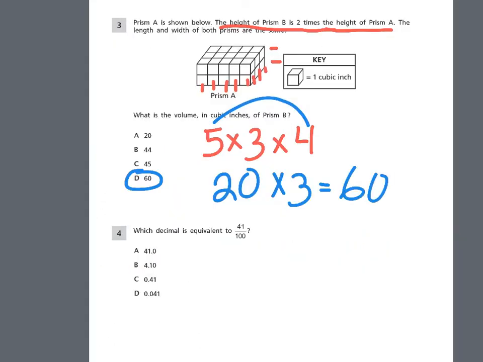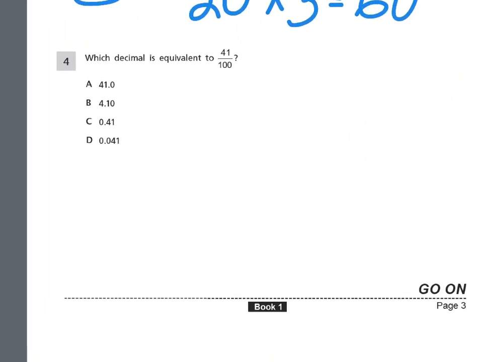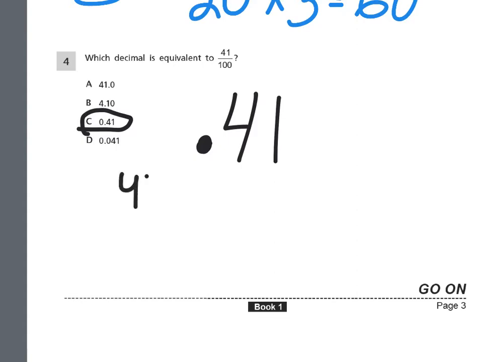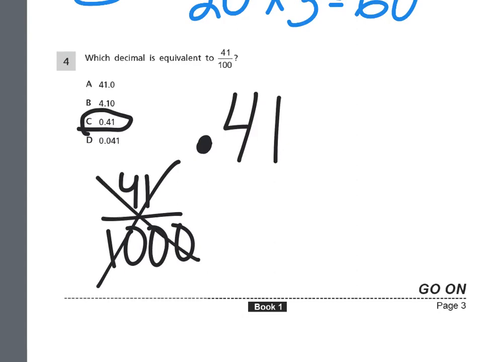For number 4 it says, which decimal is equivalent to 41 hundredths? So the way you would read that is 41 hundredths. There's no math really. The A is wrong because that's 41 wholes. B is wrong. C is correct. And of course D is 41 thousandths. That would be like this for the letter D, which is wrong. So it'd be C.